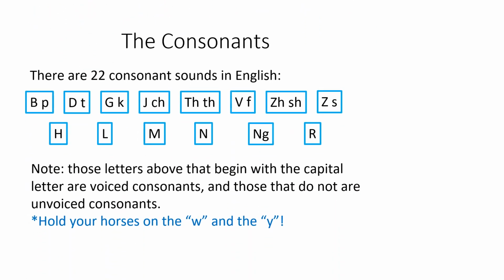English has 22 consonant sounds. In the first line, I have boxed the consonant pairs, the capital letter being the voiced consonant and the lowercase being the unvoiced consonant. On the second line are those consonants, whether voiced or unvoiced, that do not have a matching pair. We'll get back to W and Y later.